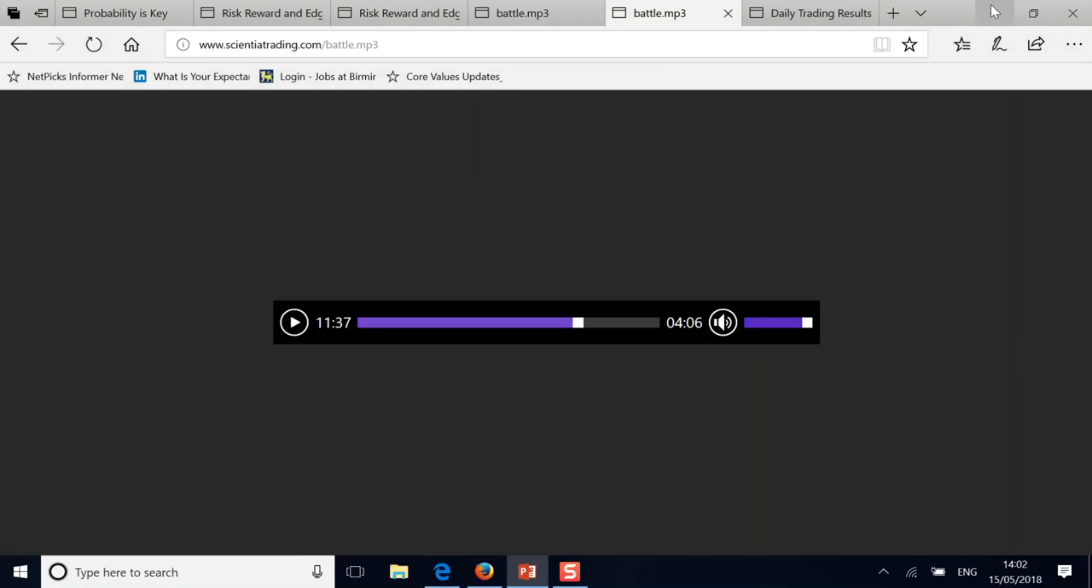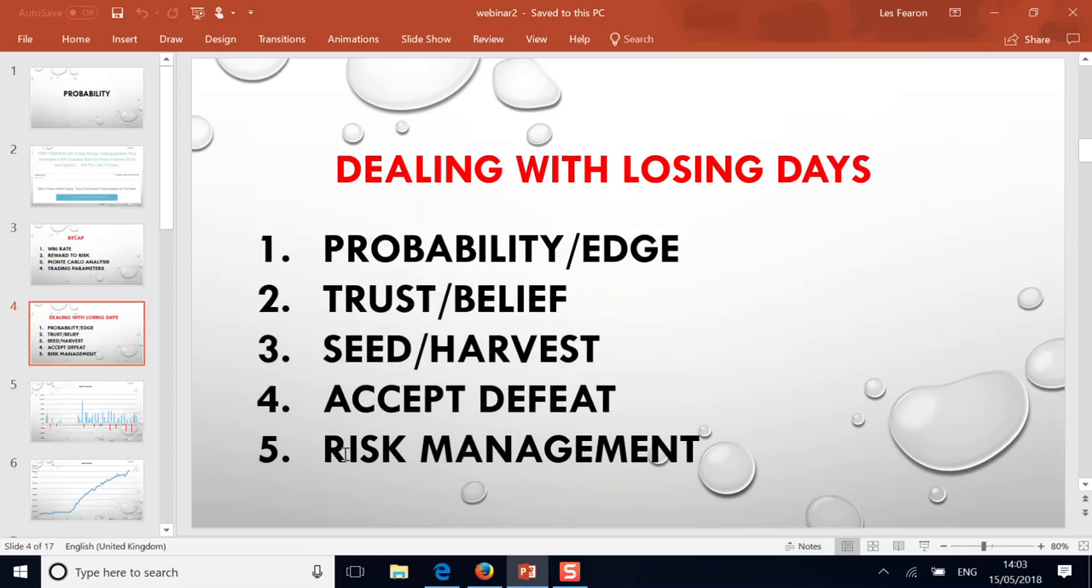Okay, so the other point I just wanted to raise in terms of dealing with losing days is risk management. So what helps me again to deal with losing days is the fact that my risk is limited. Yeah, my risk is limited.